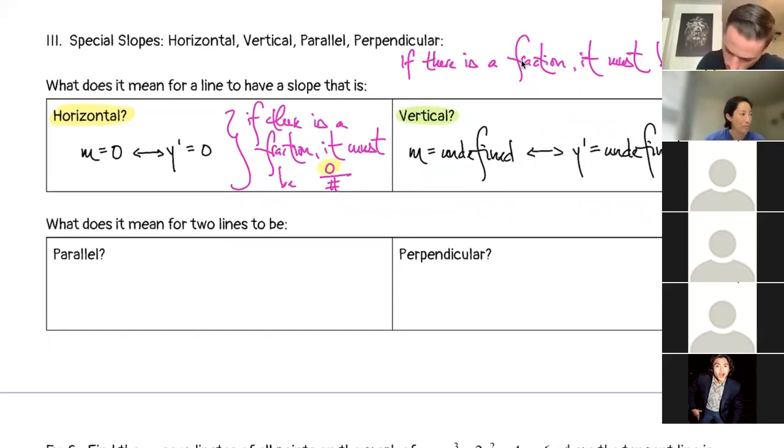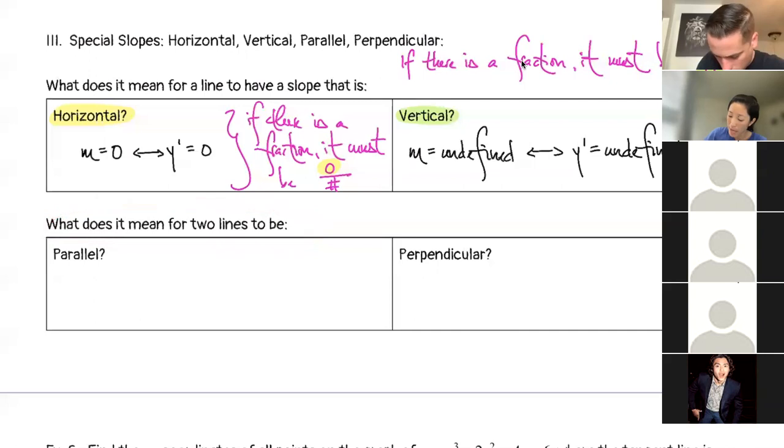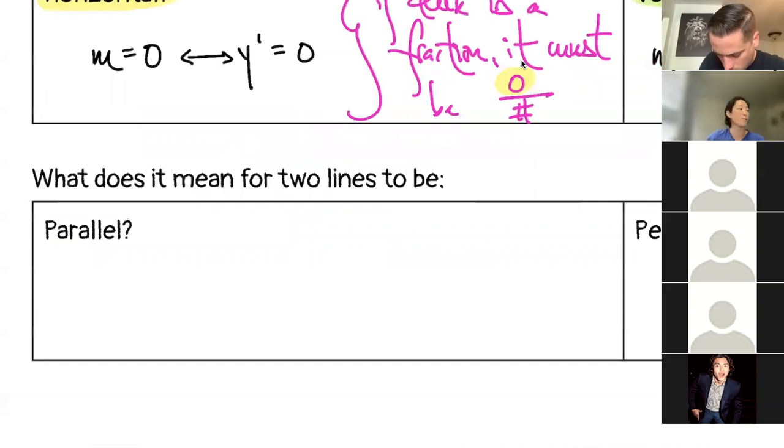All right. Well, tell me what it means then separately for, let's say now we have 2 lines. And let's say that we have 2 lines that are parallel to each other. What does that mean in terms of their slopes?